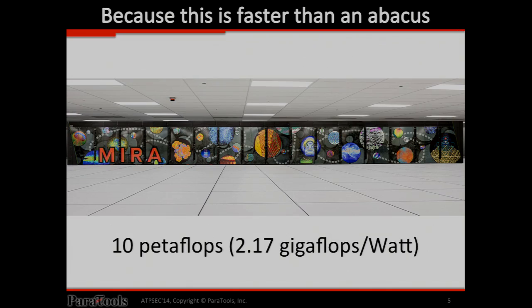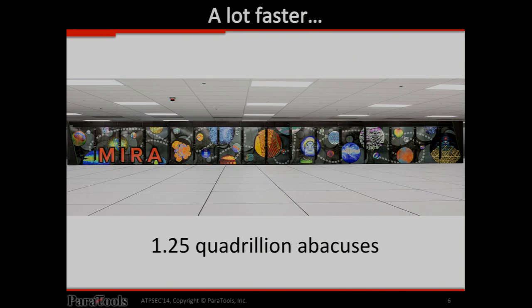So obviously, we use supercomputers to do math because why? They have better performance. They have better efficiency, a lot better performance, in fact. If we want to keep pushing this silly abacus thing, MIRA is equivalent to about 1.25 quadrillion abacuses. Or to put it another way, if you gave every human being on the planet 173,000 abacuses and had them operate them simultaneously, you'd get close to MIRA.